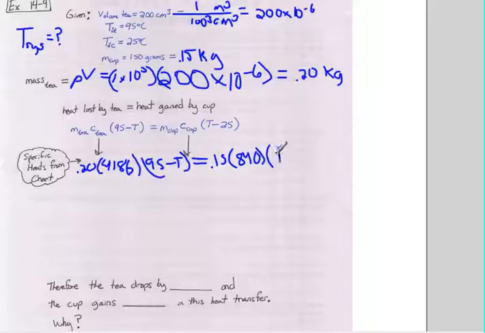And then we've got T minus 25. Now we just solve for T. You guys should be able to do your algebra. I'll give you another step or so from the book. If you multiply 0.2 times that, you're going to get what?